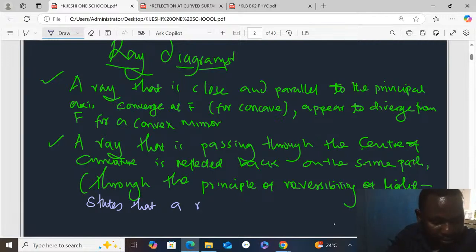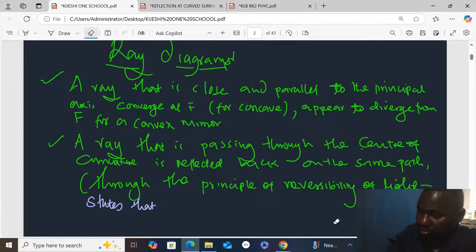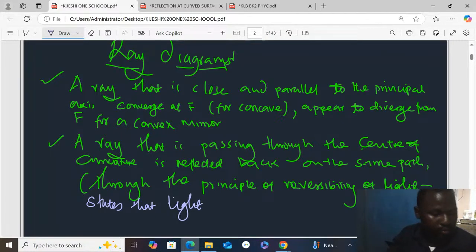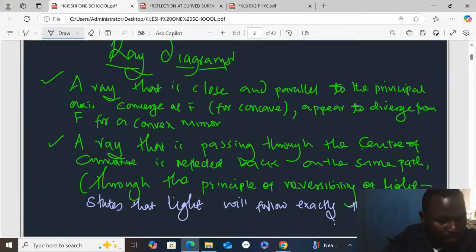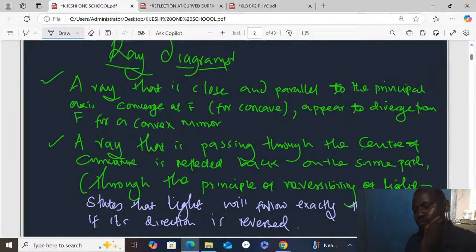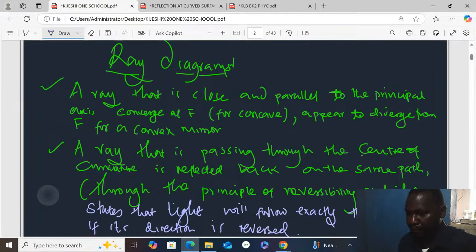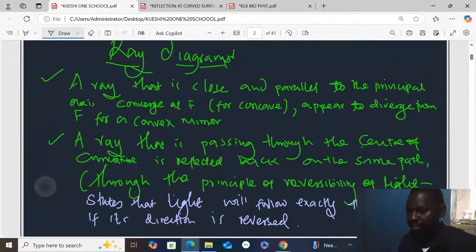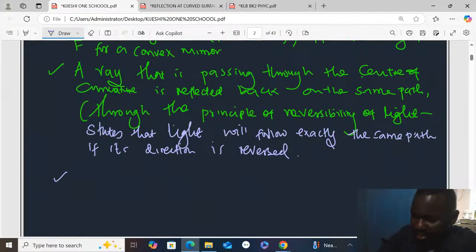a ray of light will follow exactly the same path if its direction is reversed. So those are two main rays that we consider during the drawing of ray diagrams. We can add others, but these ones are minor.